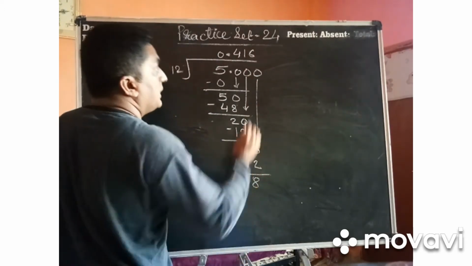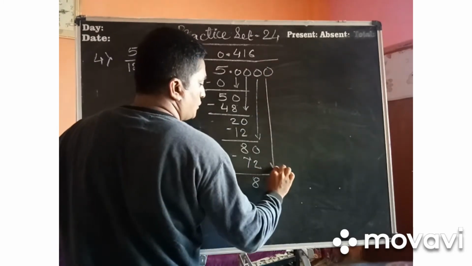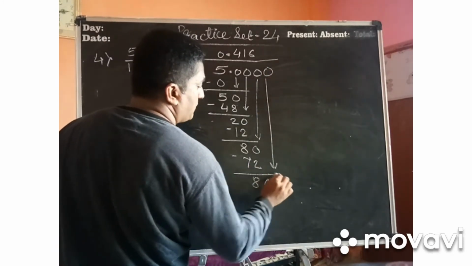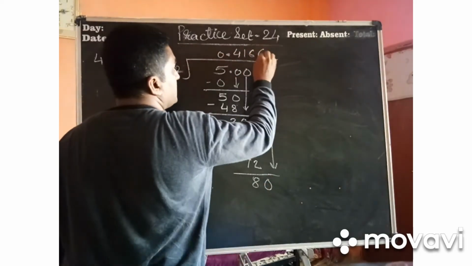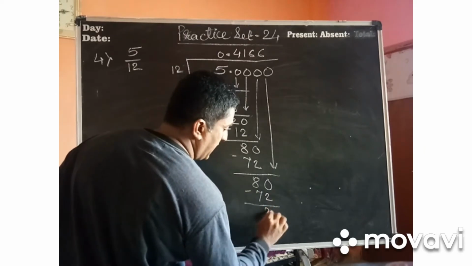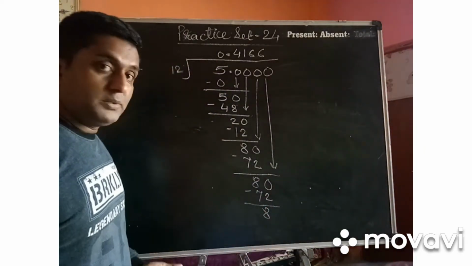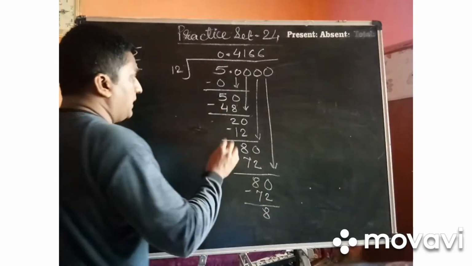Again 8 remains here. Continuously you can take as many zeros as you can. So 0, again 1 0, it becomes 80. Again 12 6s are 72. Again an 8 as a remainder. If you go ahead, then what will be the thing? Again, okay, one step I will show you.